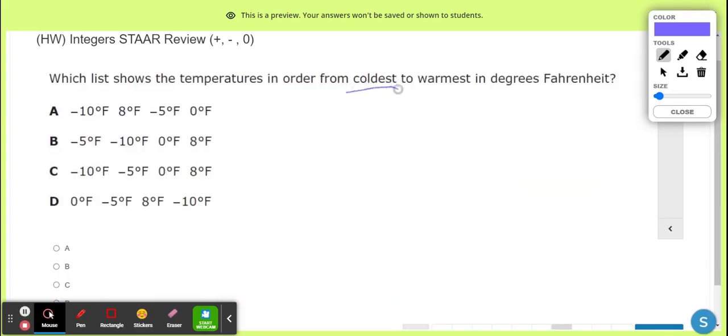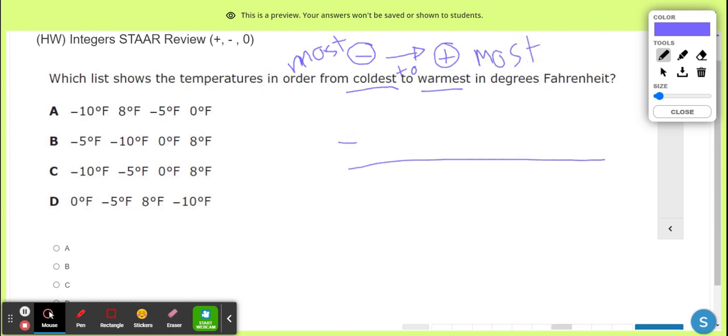Coldest is going to be negative, warmest going to be positive. So most negative to most positive. You're going to put them in order from negative to positive.